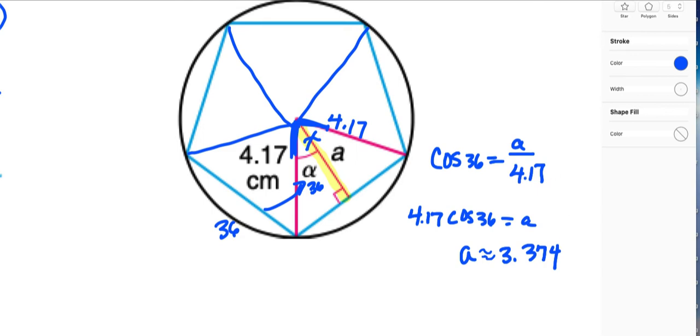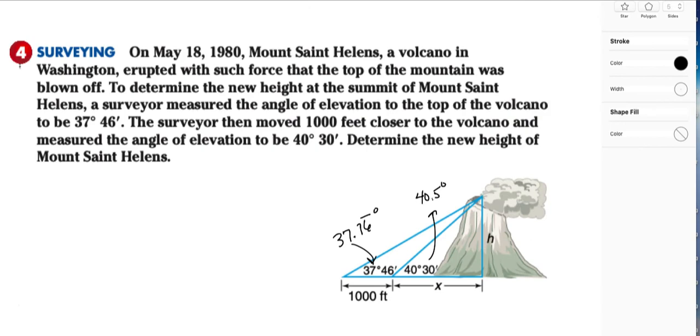Let's try another. Example 4. On May 18th, 1980, Mount St. Helens, a volcano in Washington, erupted with such force that the top of the mountain was blown off. To determine the new height of the summit of Mount St. Helens, a surveyor measured the angle of elevation to the top of the volcano to be 37 degrees and 46 minutes. The surveyor then moved 1,000 feet closer to the volcano and measured the angle of elevation to be 40 degrees and 30 minutes. Determine the new height of Mount St. Helens.